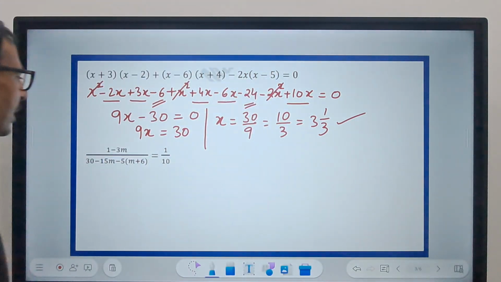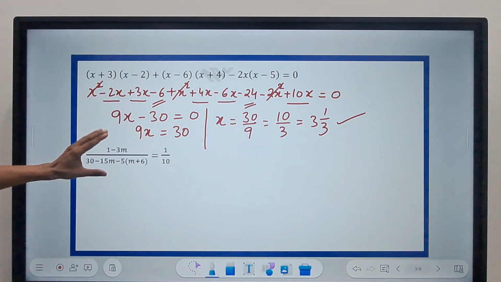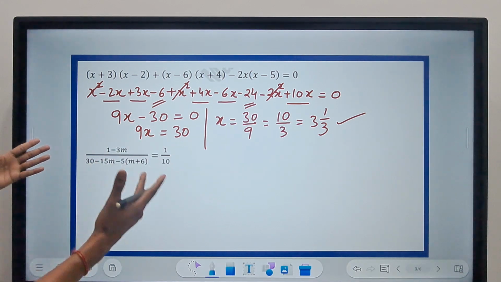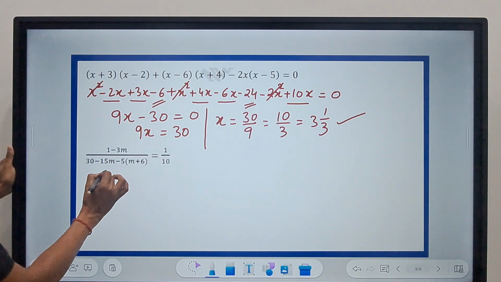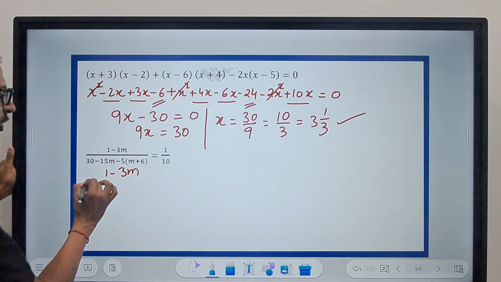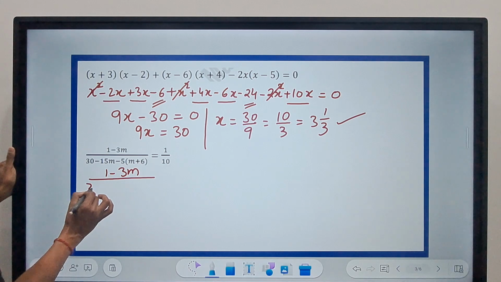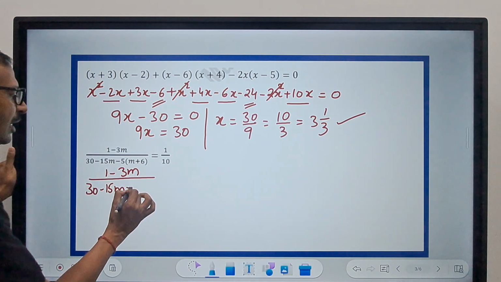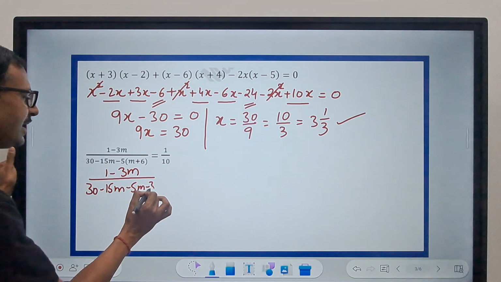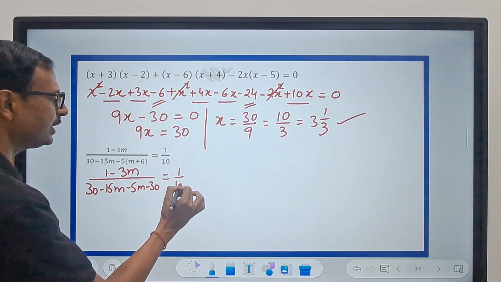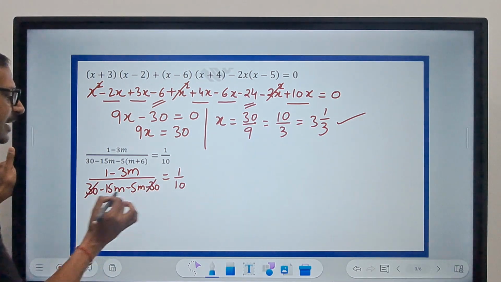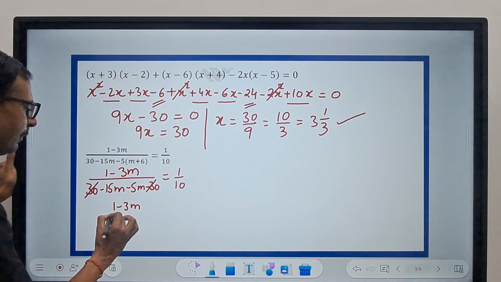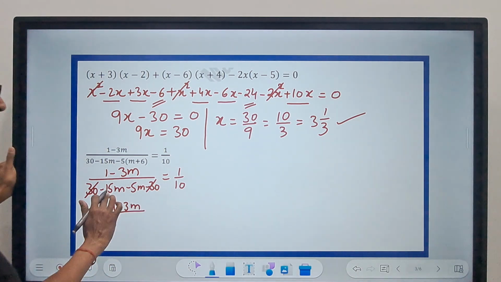Let's see another one. Here we have a complete fraction, and we can directly go for cross multiplication, but I would like to simplify this. So 1 minus 3m, in the numerator I can't do anything. In the denominator, 30 minus 15m, and then here we have a minus, so be careful. Minus 5m and minus 30 equals 1 by 10, and I can see a 30 getting cancelled now, which gives me 1 minus 3m upon minus 15m and minus 5m.